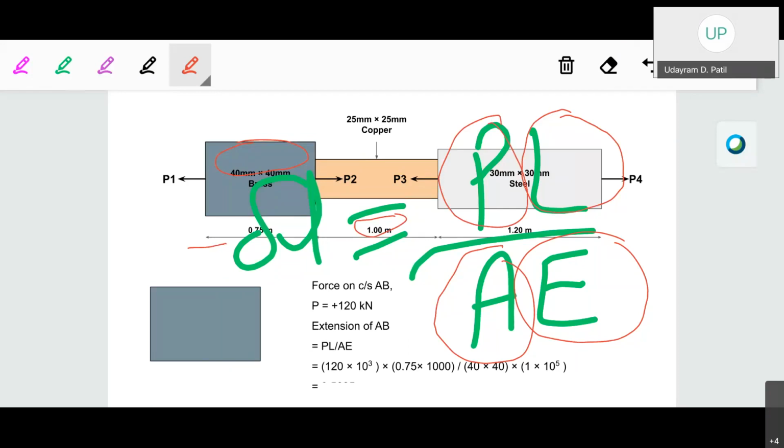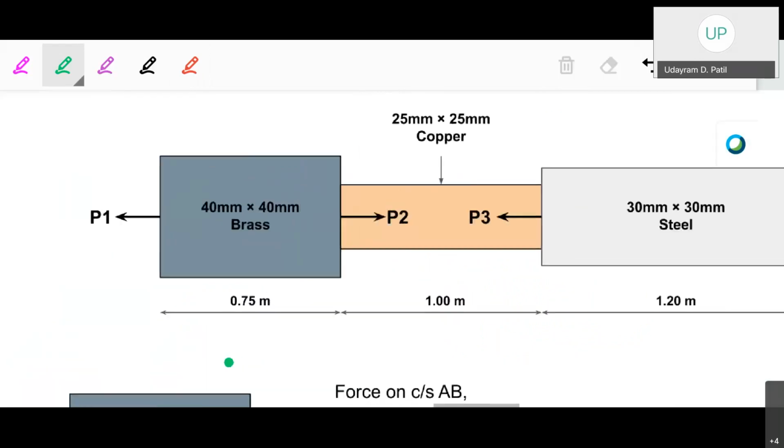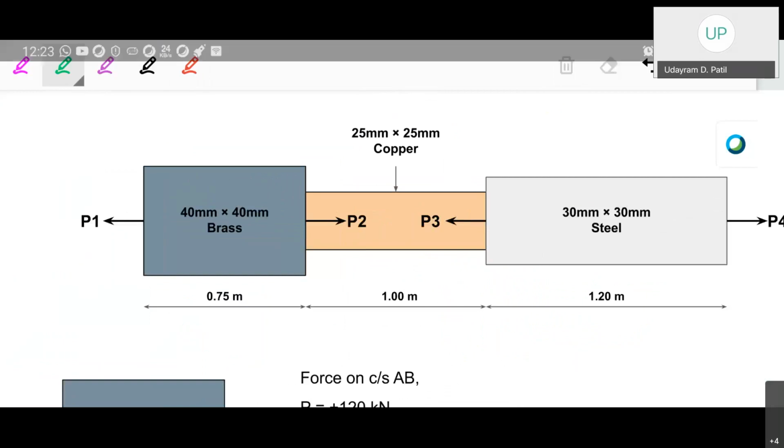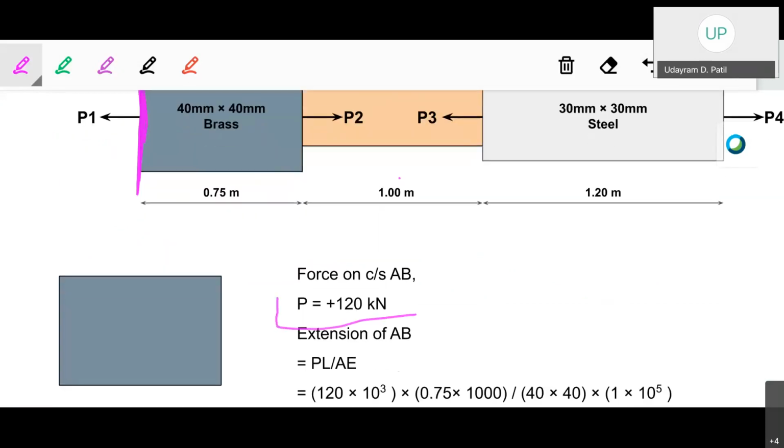Now, to calculate the value of P, always start at one point. You can start from the left hand side or the right hand side; whichever side you choose, you can calculate that quantity. Suppose you are calculating from the left hand side: the members which are on the left hand side of that particular section should be considered while calculating the value of P.